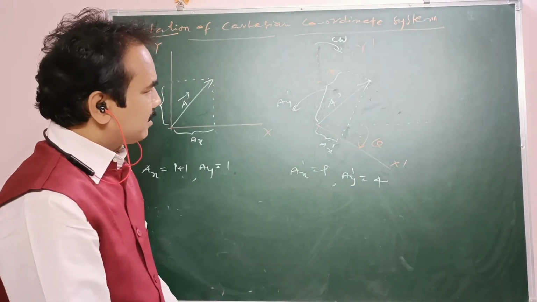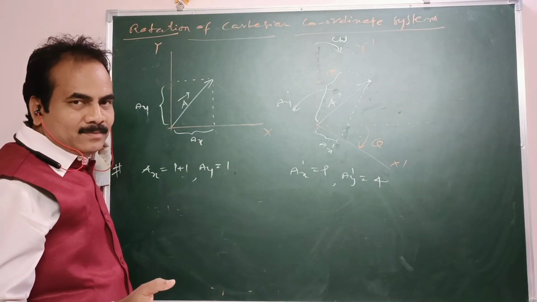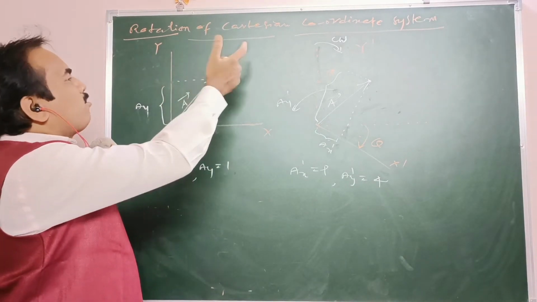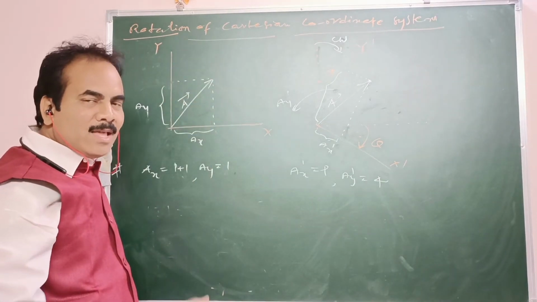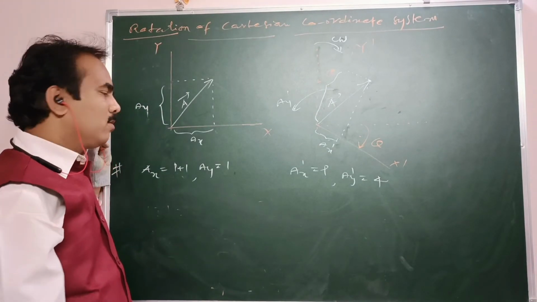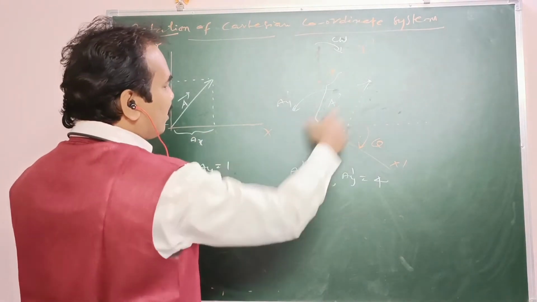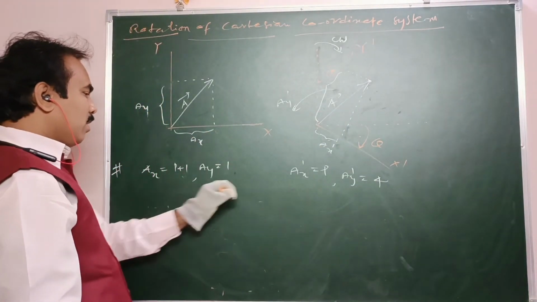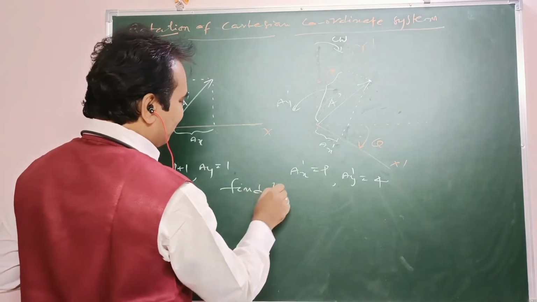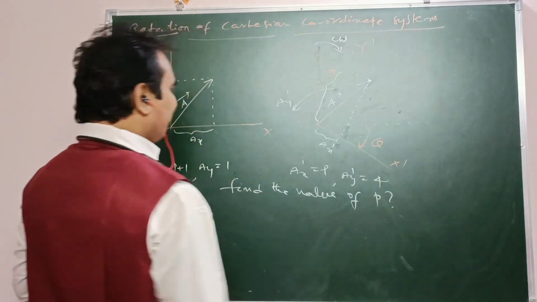We can say the same point. Now, one common point is there. What is that point? Important point means before and after rotation of Cartesian coordinate system, there is no change in magnitude of vector. So, magnitude in the first coordinate system equal to magnitude in the second coordinate system. Now the question is, find the value of p. Find the value of p.